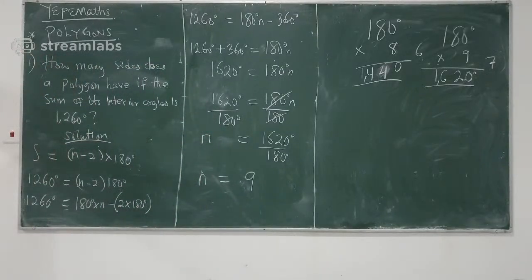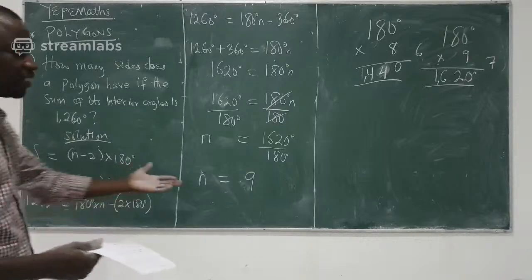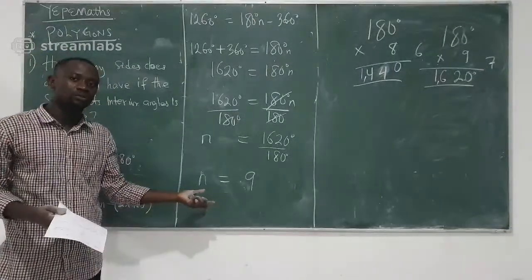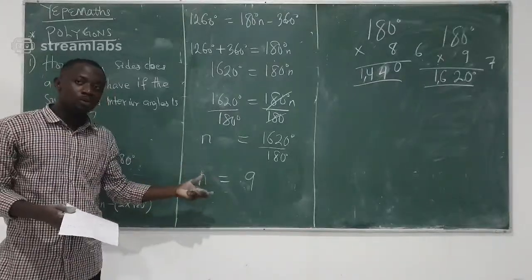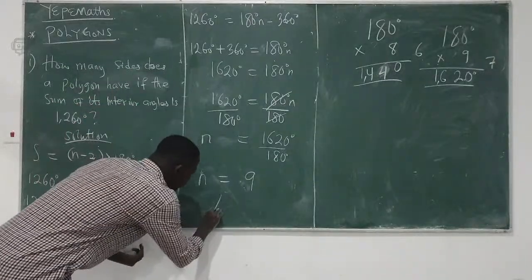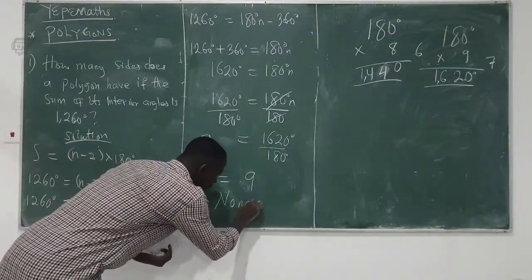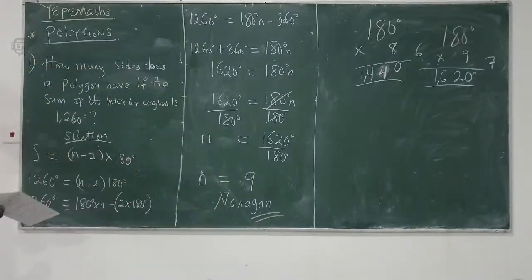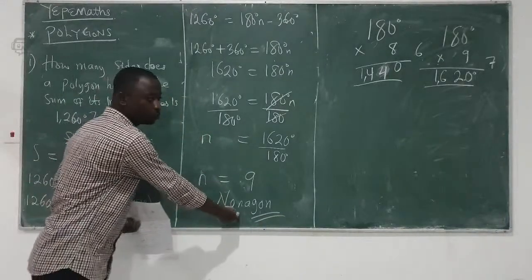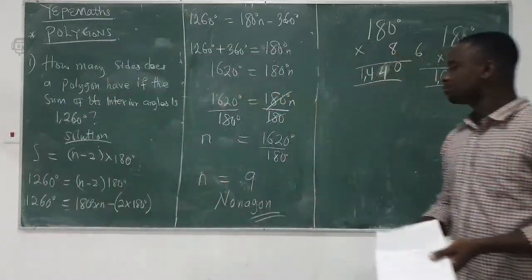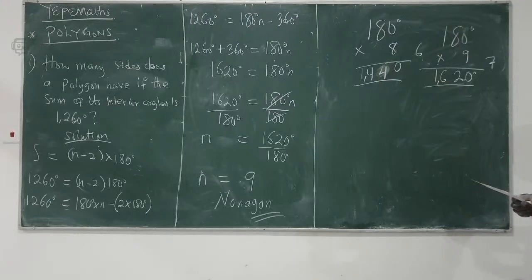So once we are able to come up with the number of sides, the next question that they can ask you is to name that regular polygon. We know that a regular polygon with nine sides is called a nonagon. So all these are some of the questions that they can ask. And once you know this, you should be able to give the scientific name of the nonagon. Next question.